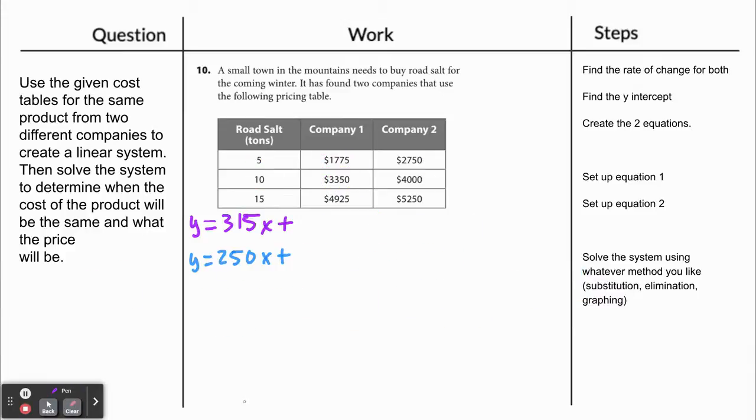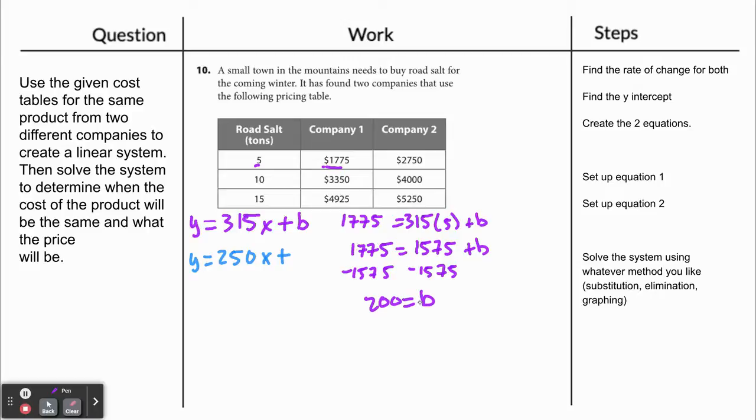So now we have to find our y-intercept. Now, remember with our y-intercept here, we're just going to add it to our equation. So we can actually just plug in an x and a y value to then find out what the y-intercept is here. So if we remember this here, I'm going to go ahead and plug in 5 for x and 1,775 for y on this one. So for company 1, we have y equals 315x plus 200.